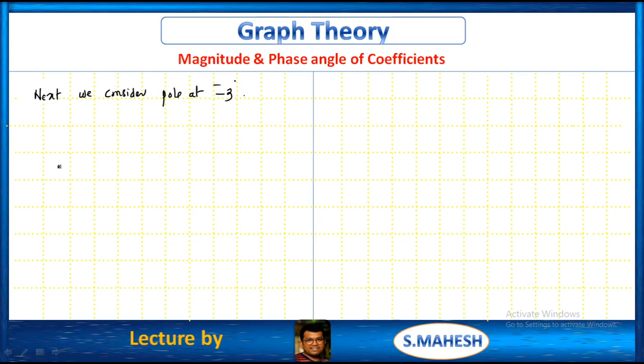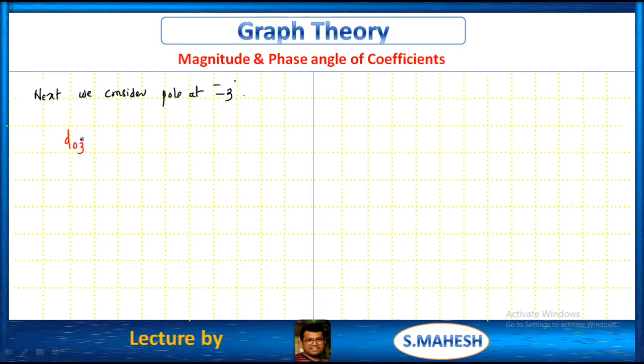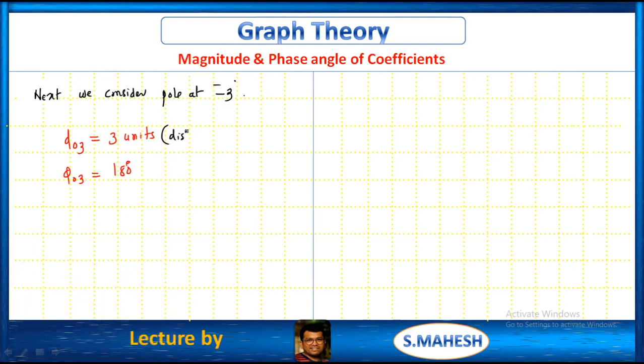Therefore, what is the distance d03? Right? From 0 to pole 3 is nothing but 3 units. Like that, what is the angle 503, which is equal to 180 degrees from 0 to the pole, right? Distance from 0 to pole. This is also the angle between 0 to pole. This is one set, right?